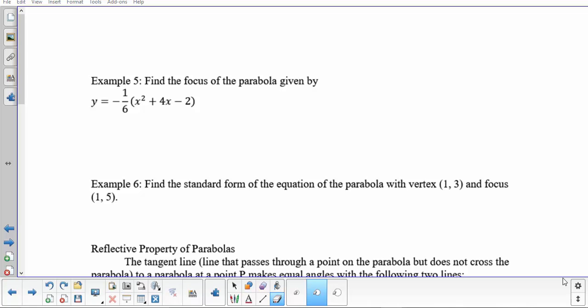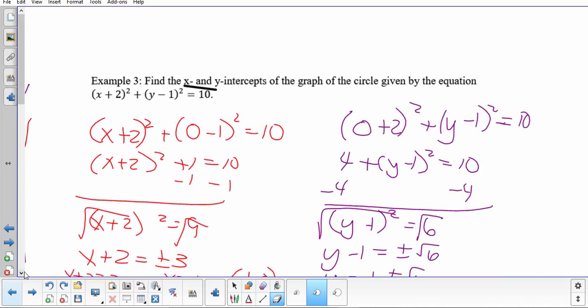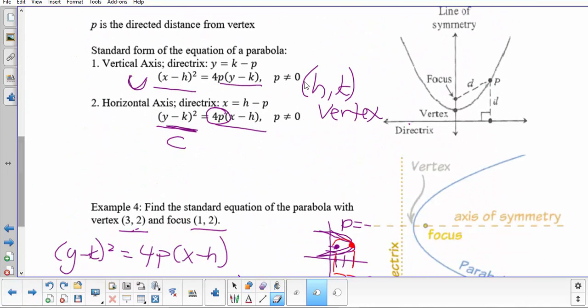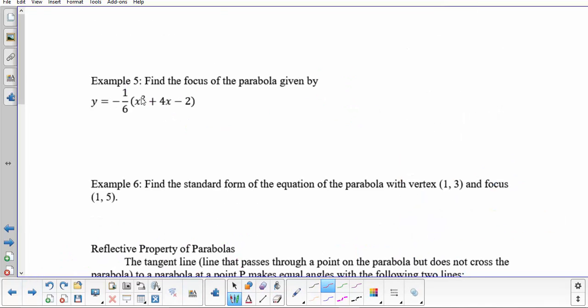Our next question asks us to find the focus of the parabola given by y equals negative 1/6 times the quantity x squared plus 4x minus 2. Now, this equation doesn't match either equation on the previous page, so before we can do anything else, we have to put it into standard form. So since x is our squared term, we're going to rewrite it as x plus h squared equals 4p times y minus k. That's the form we're going to try to put it in. So the first thing we need to do is isolate our trinomial by multiplying both sides by negative 6. So negative 6y equals x squared plus 4x minus 2.